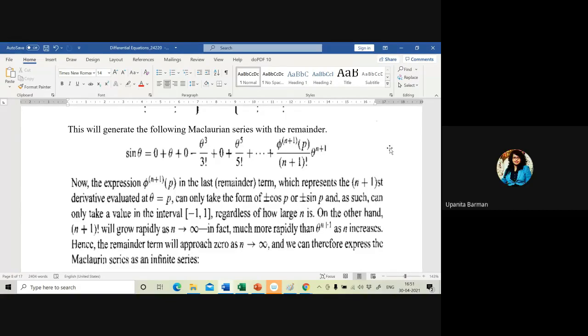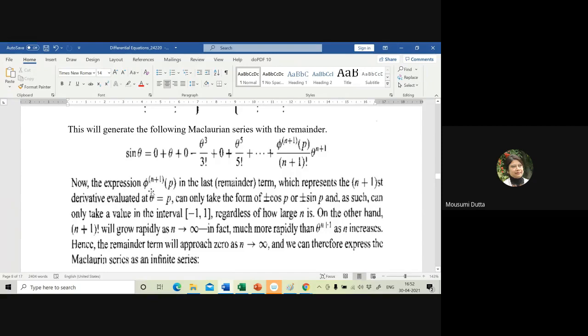Yes, ma'am. Okay. So we are looking at the remainder term here, whether we can make it 0 as n tends to infinity or not. And as I explained, as n tends to infinity, this term will move within -1 to +1. So let's look at the sentence once again.